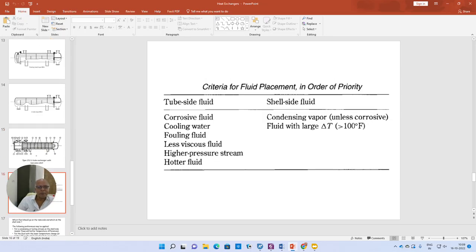And if you look at some basic criteria, which you might have already studied, you will normally put a fluid on the tube side if you are handling a corrosive fluid, or if it is cooling water that is going to cause water fouling. Between the two, whichever causes more fouling, you try to put on the tube side. Less viscous fluid, put it on the tube side. Higher pressure, put it on the tube side. And typically, in general, we put the hot fluid on the tube side. And normally, a condensing vapor on the shell side, and a fluid with a large temperature change is also generally put on the shell side.